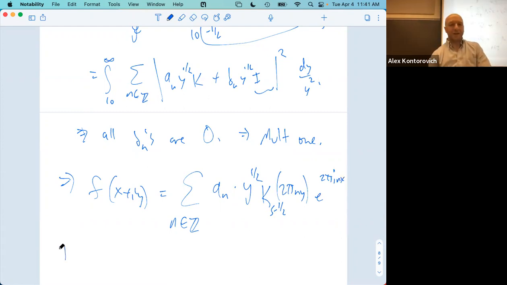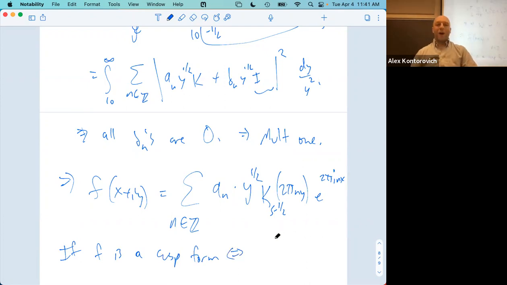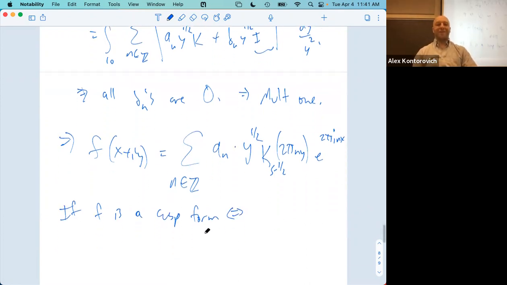Now, if f is a cusp form, what cusp form will mean is that if I integrate f of x, this integral comes out to zero. But that's just the zeroth Fourier coefficient. That means that a_0 is zero.